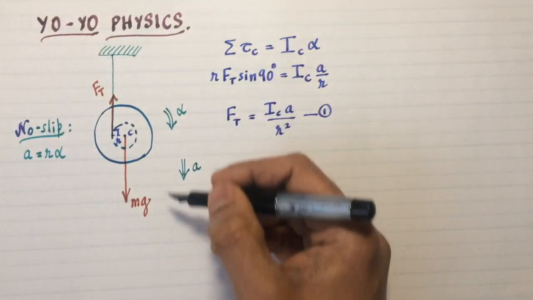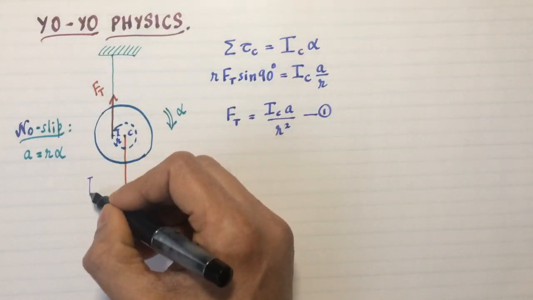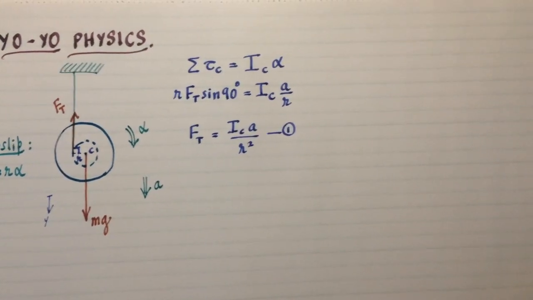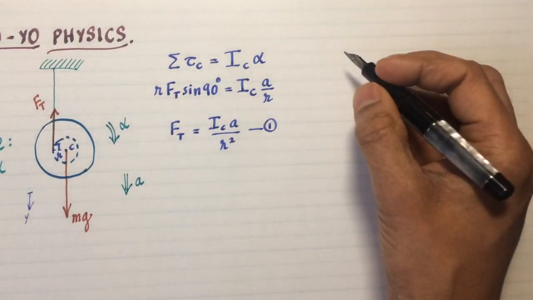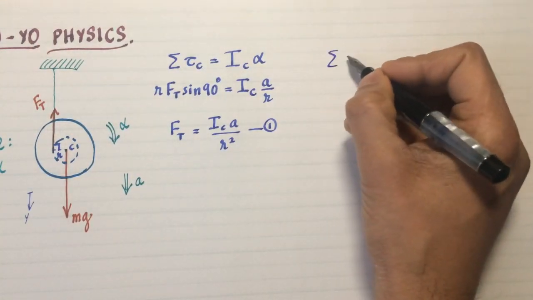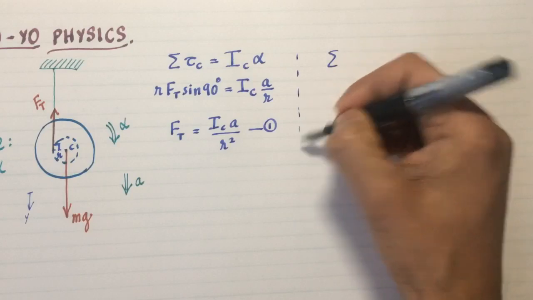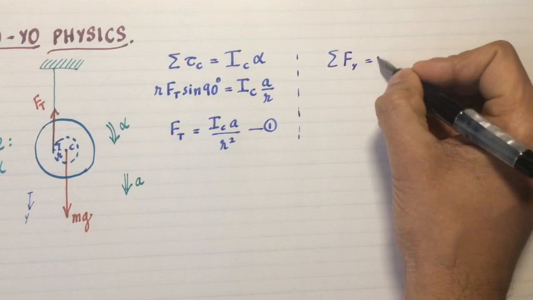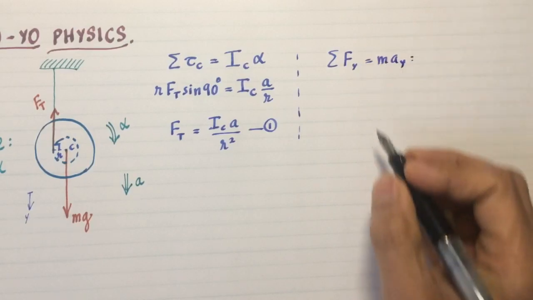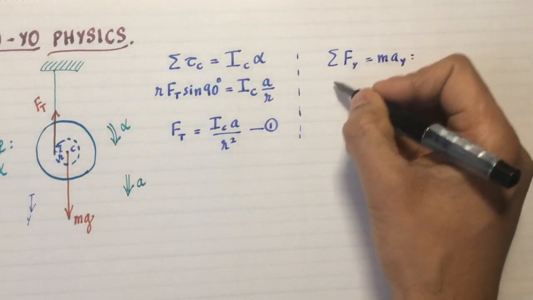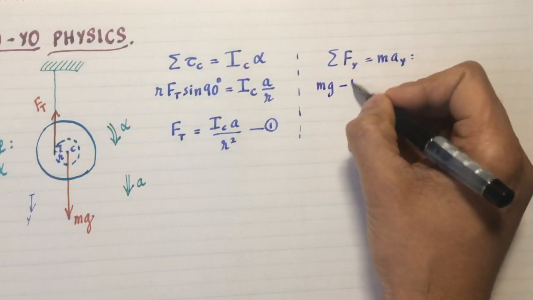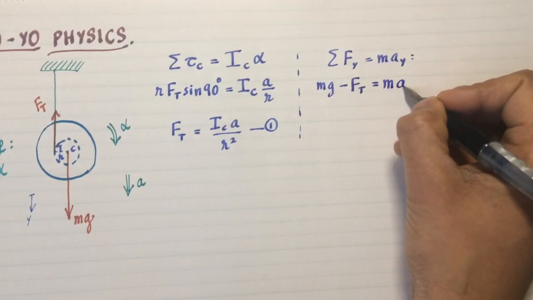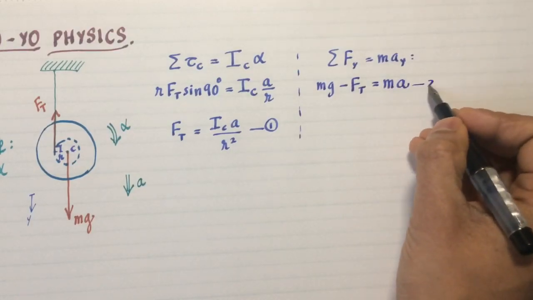The other thing the yo-yo is also doing is it's translating in the downward direction, which I'll take to be the positive y-axis. So we have to write Newton's second law for that direction as well. Let's do that here. The sum of all the forces in the y direction equals mass times acceleration in the y direction, is what Newton said. So that's mg minus f_t is equal to ma. Let's call that equation 2.